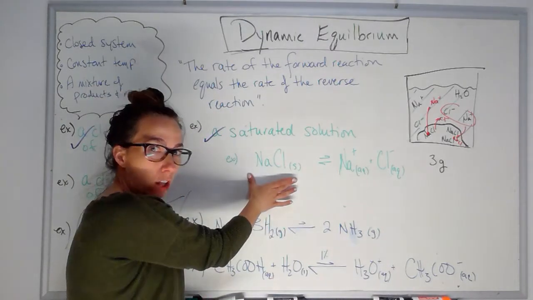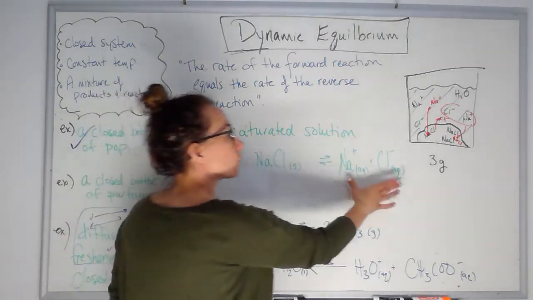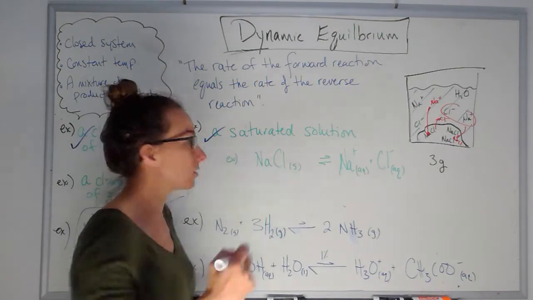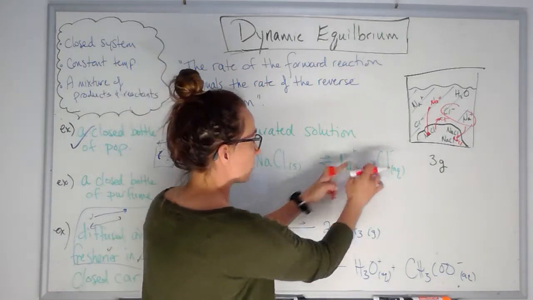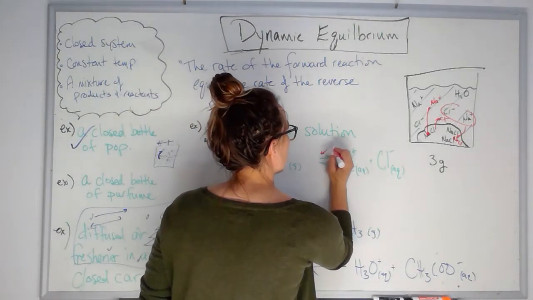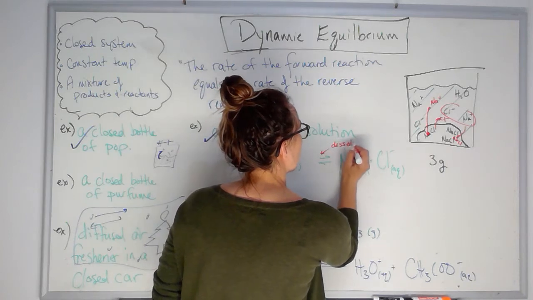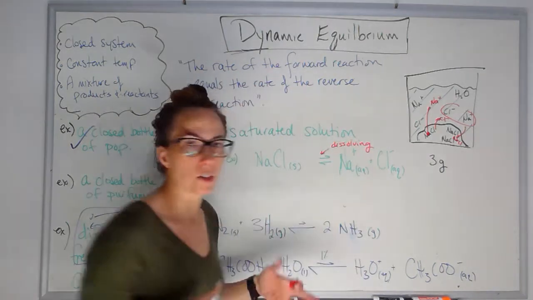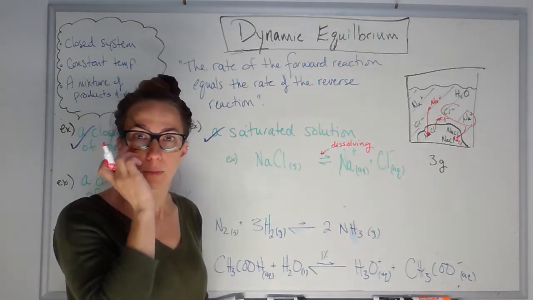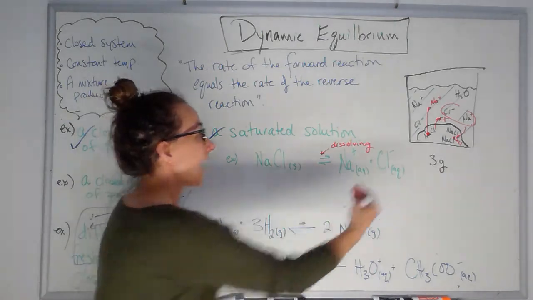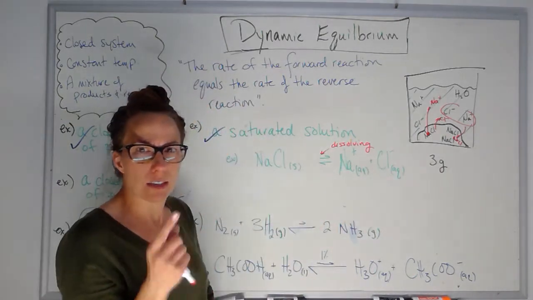Here I have my solid, and it is dissolving into these 2 ions. So obviously going in this direction is called dissolving, or a dissociation reaction, right? Remember those from Chem 20? And then this is a funny arrow, right?